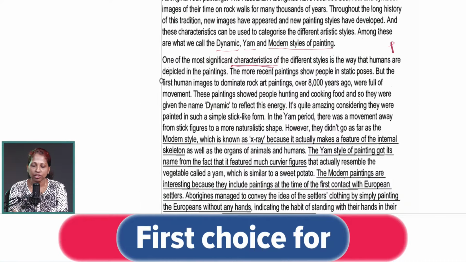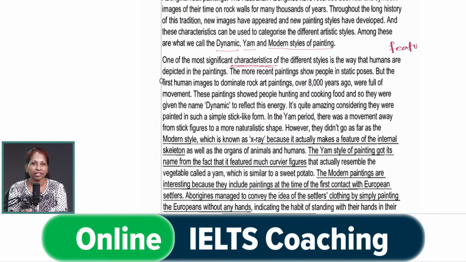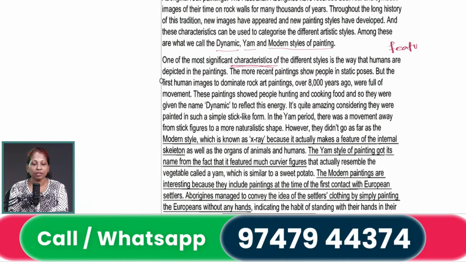So this is one characteristic which is also synonymously called features. So actually we are matching the features, right? One main characteristic of the different styles is that humans are depicted in the painting. So that is common in all the paintings, right?